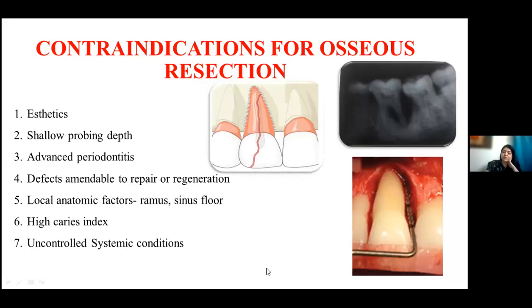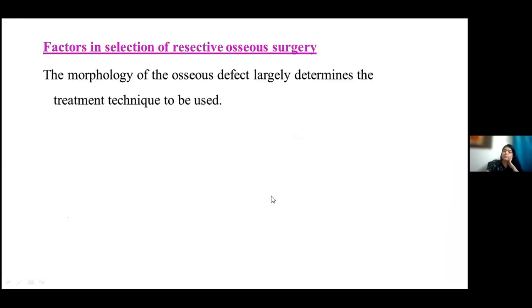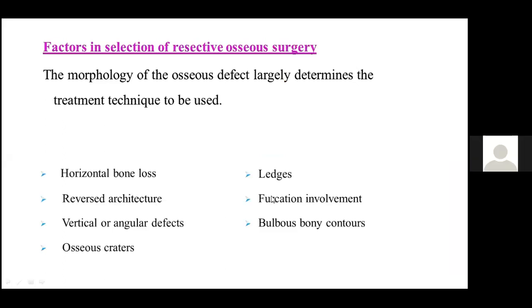Okay, so such questions will come to you. That's why we are studying the indication and contraindication. Where all is it indicated? Where you have to recontour the bone to get a positive or a good architecture, where there is bulbous bone, there are ledges, where you have shallow intrabony defects. Not shallow probing depth. Shallow probing depth is a contraindication. Shallow intrabony defect is an indication. Clear? Yes, ma'am. Okay.